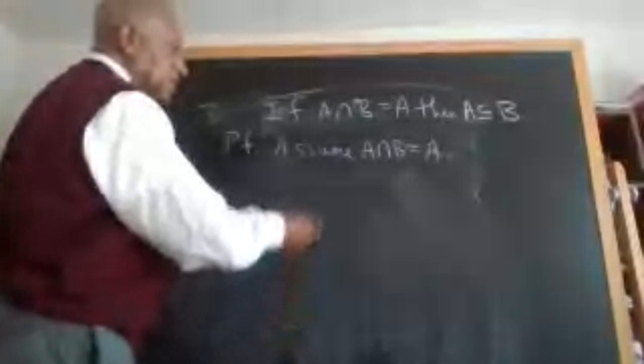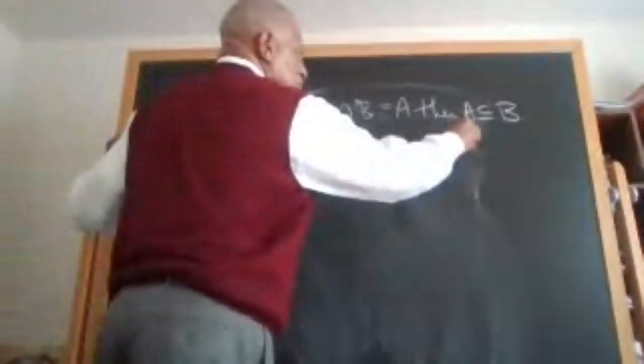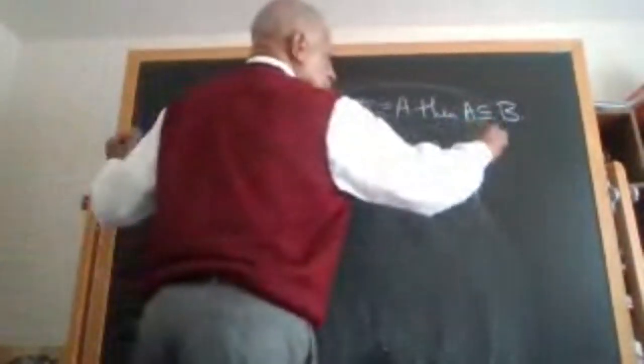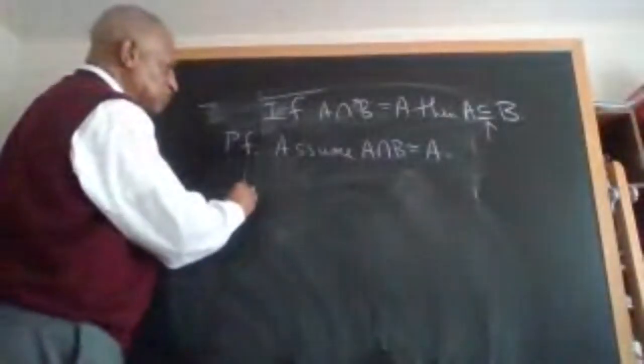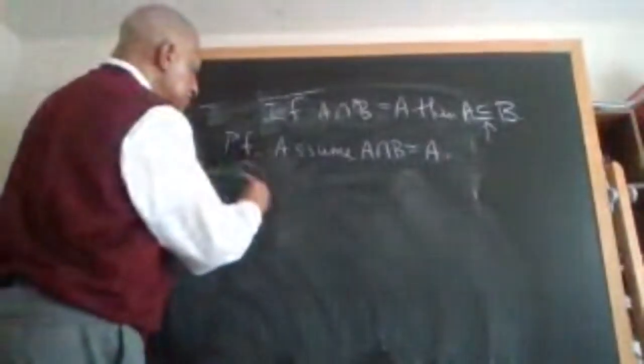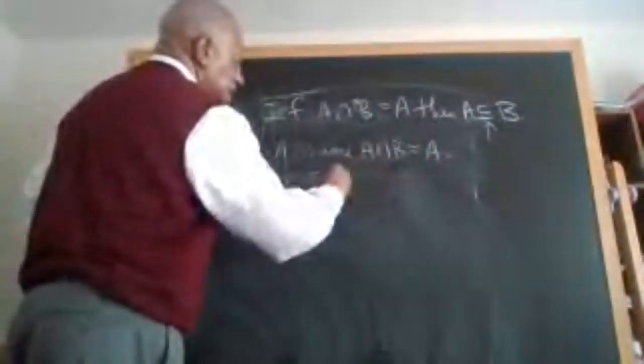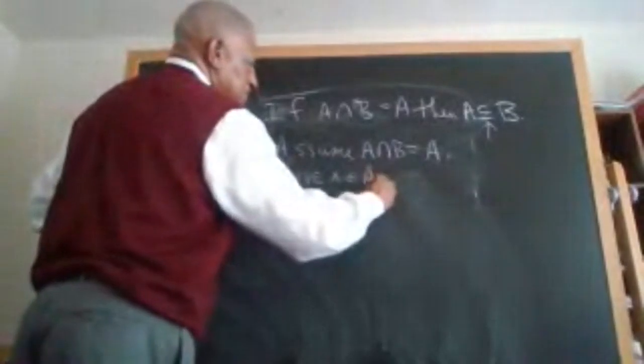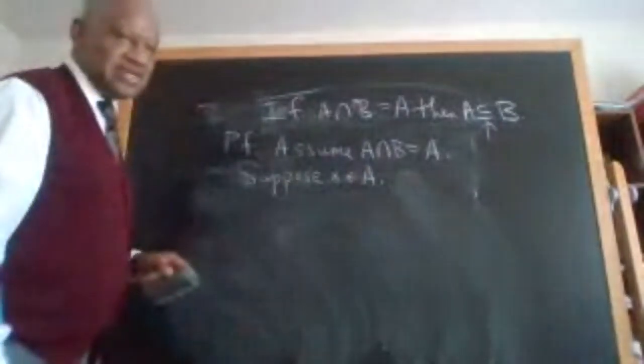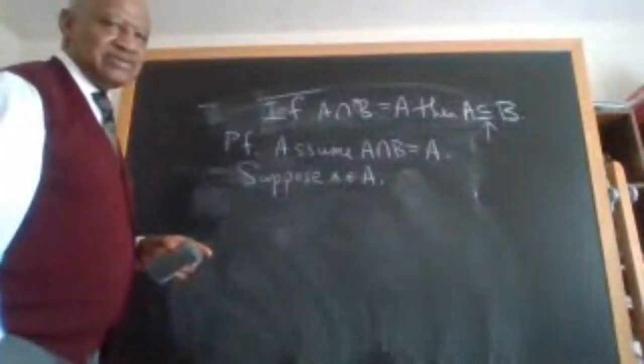Yes, sir. Next step. This is now a subset proof. How do I know it's a subset proof? You start a subset proof by supposing an element is in the left-hand side. X belongs to A. That's the next line. Suppose X belongs to A.